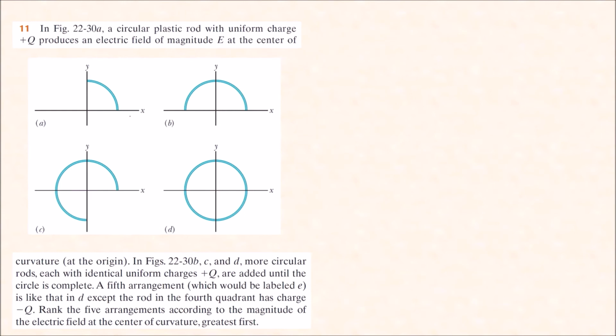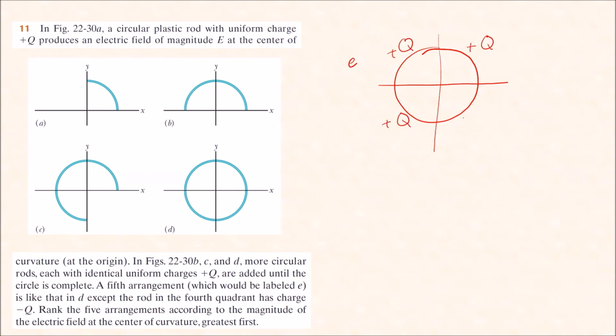So here we have only one. In part B, we have half a circle. In C, we have 3/4. Of course, we have 3 Qs in 3/4. In part D, we have 4 Qs. Part E also has a complete circle, and here we have positive Q, positive Q, positive Q, negative Q. So this is part E. Now, which one creates a larger electric field at the origin? What do you guys think?